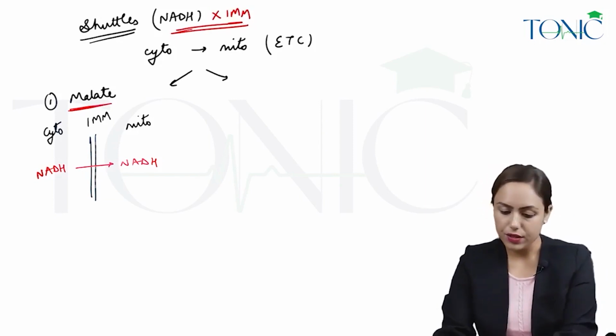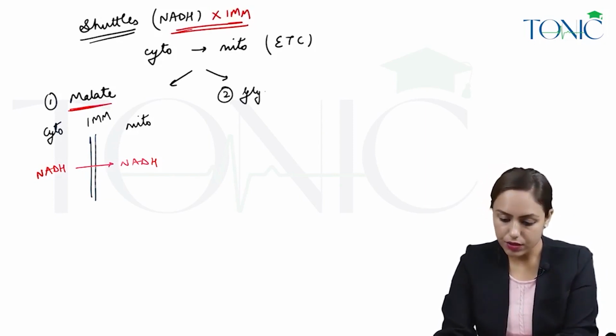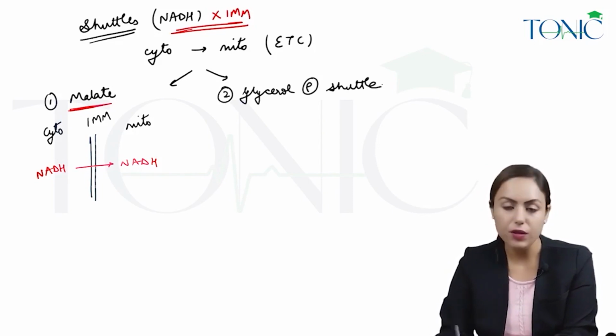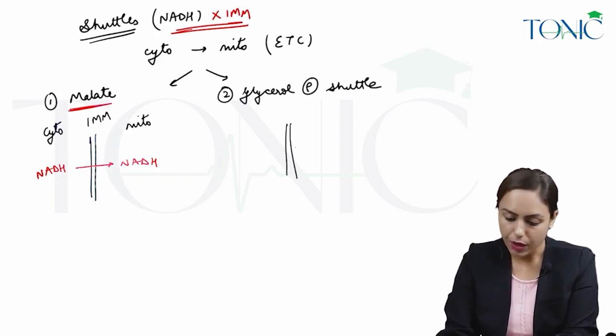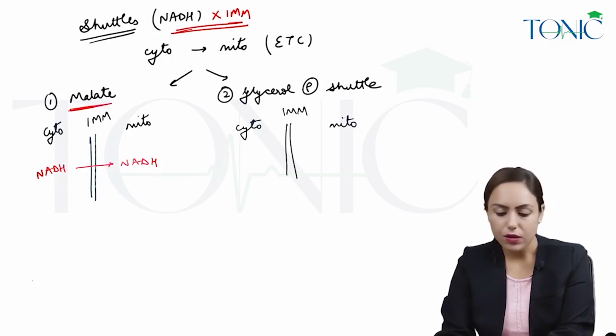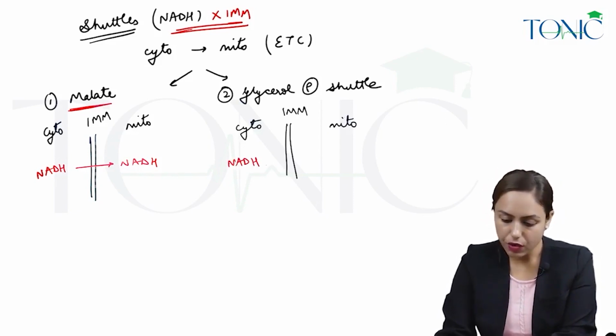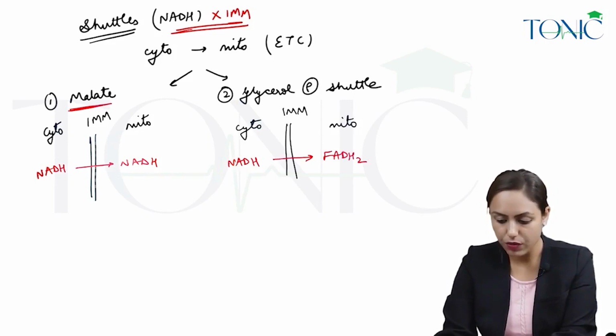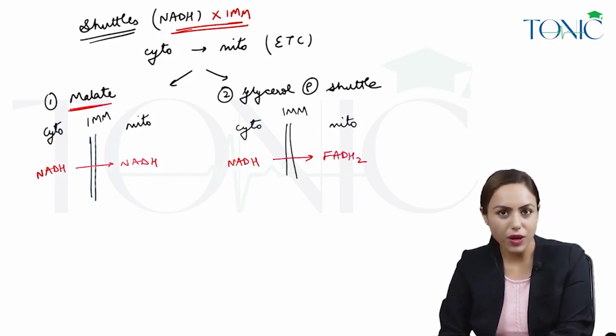Our second shuttle is the glycerol phosphate shuttle, in which what is happening? This is the inner mitochondrial membrane, this is the cytoplasm, and this is the mitochondria. Here NADH is taken from the cytoplasm and FADH2 is delivered in the mitochondria, right?